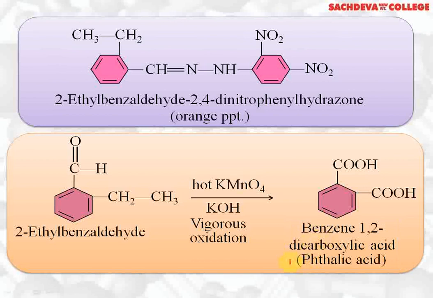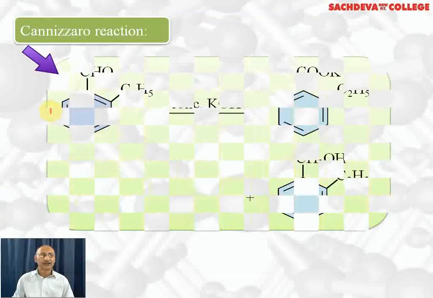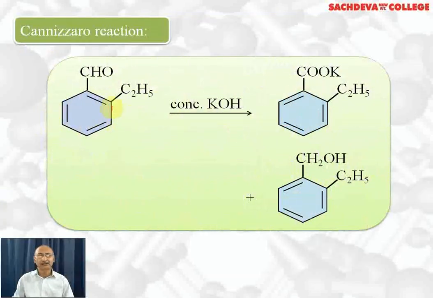So all the reactions we have exemplified. So this is the correct structure of the compound asked. Cannizzaro's reaction given by this compound, 2-ethylbenzaldehyde, in presence of concentrated KOH, will form the potassium salt of the corresponding acid and will get reduced to alcohol. So 2-ethylbenzyl alcohol will also be formed.